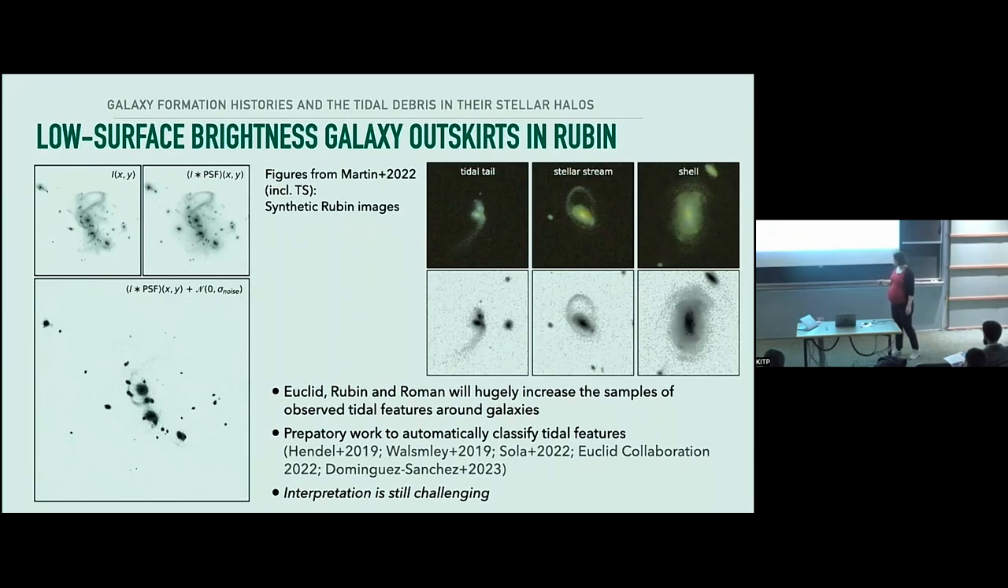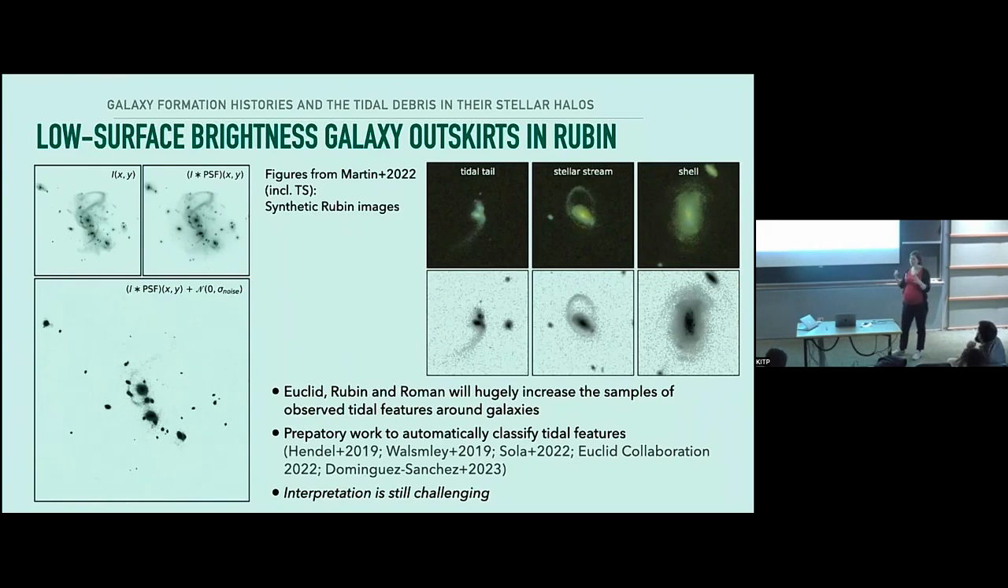And there has been quite a bit of work to automatically classify these tidal features, and to automatically look for interacting galaxies. That's one thing, but especially also to classify the tidal features that you see. But the main question is, how do we interpret that? These are very nice examples of individual things that you could see. This kind of thing is way more messy.